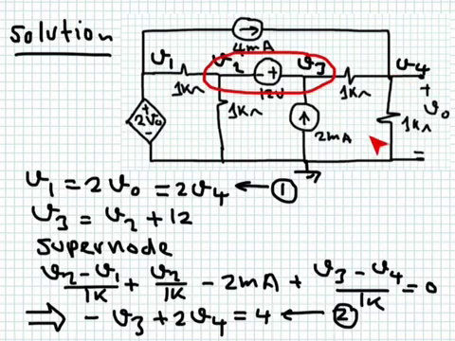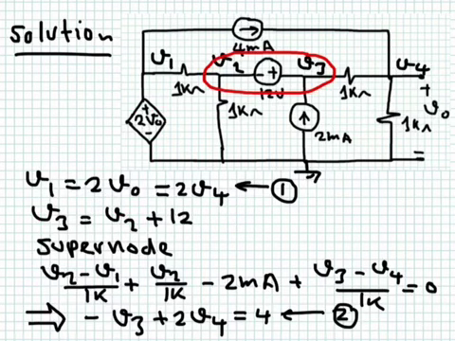V4 is the voltage between here and ground, and V naught is the voltage between here and ground. From the first equation, I don't really need to write KCL here. Why? Because this source already gave me an equation, since it's connected between the node and ground. It tells me that the voltage here is double V naught, but V naught is V4. So V1 will always be double V4. This is one equation relating V1, V2, V3, and V4: V1 is equal to 2V4.